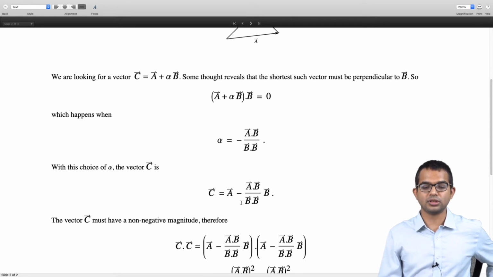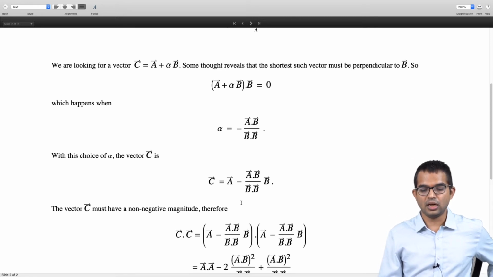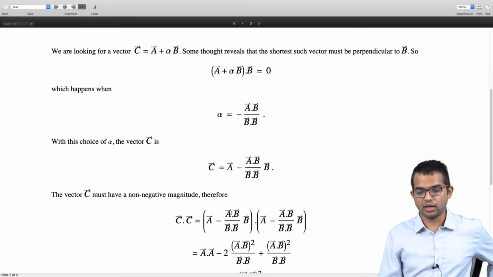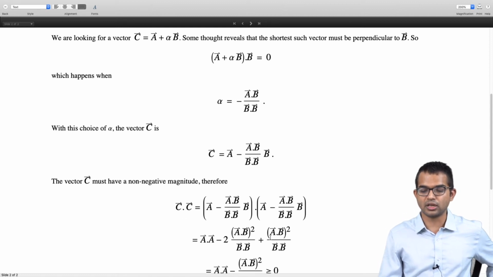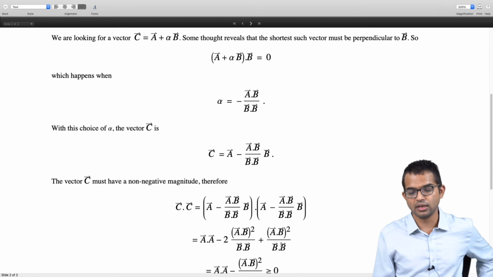So let me compute C dot C, which is just A dot A minus A dot B divided by B dot B times B dot A. Then when I multiply with this, I get A dot B the whole square divided by B dot B. I get 2 times of this. And then when I take the square of this, the final quantity, A dot B the whole square divided by B dot B the whole square times B dot B. So one of these B dot B's will cancel, and then again I will get back the same term. So I have a plus A dot B the whole square divided by B dot B.